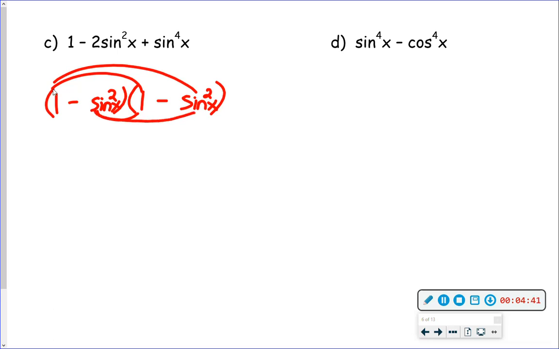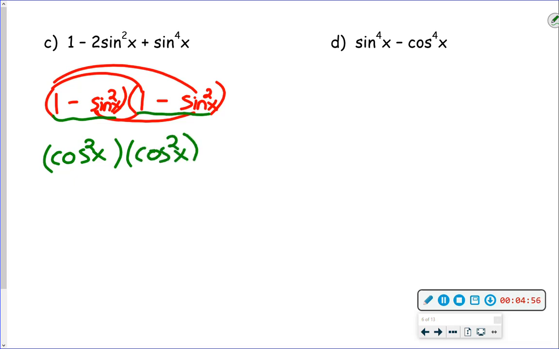Got it. Now we're going to use our identity. Anything I write in green is off your identity sheet. 1 minus sine squared is on the Pythagorean identities. It is cosine squared. And I'm going to write the same thing for this one. 1 minus sine squared is also cosine squared. And cosine squared times cosine squared, let's just simplify that to cosine to the fourth.